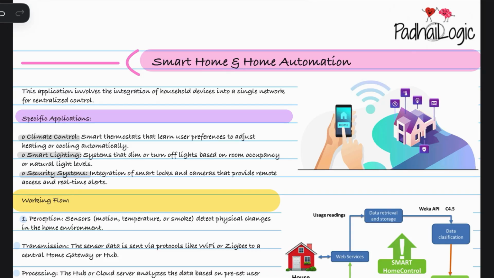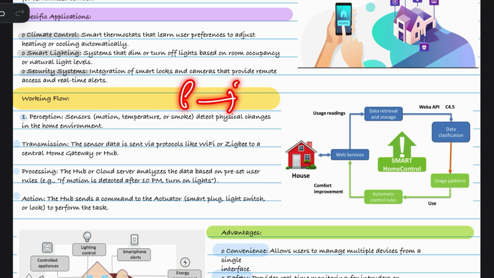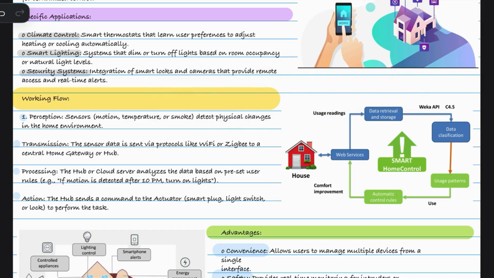So let's talk about the working flow, the technical blueprint, and make sure that you please create a particular architecture of whatever application you'll be talking about in your exam. All right. So when writing the workflow, remember the rule: perceive, transmit, process, and act. This is the rule which we talked about in the universal pillars as well.